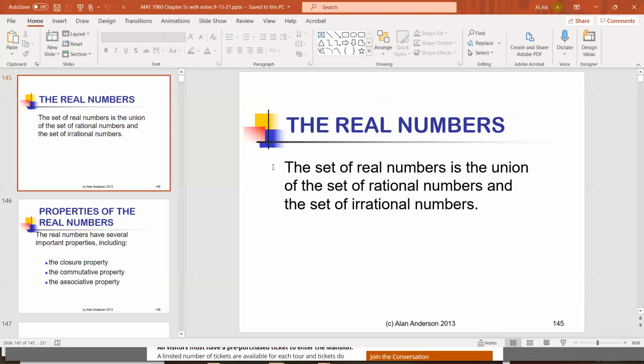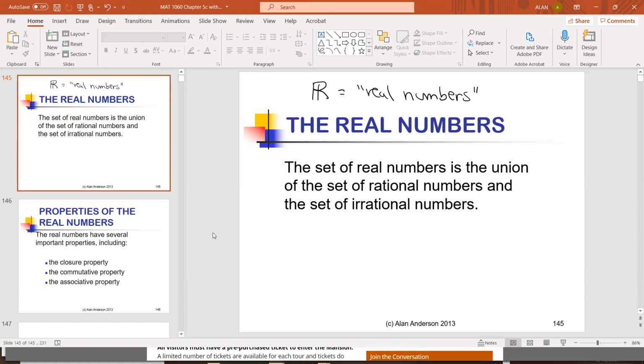There it is, 5C. The real numbers. Now, I think we already mentioned that all the real numbers are either rational or irrational. So we can express this more formally in terms of sets. Now, often in math, we use this very cool symbol, the fancy R, to represent the real numbers. So if I write that down, you know I'm talking about the real numbers.